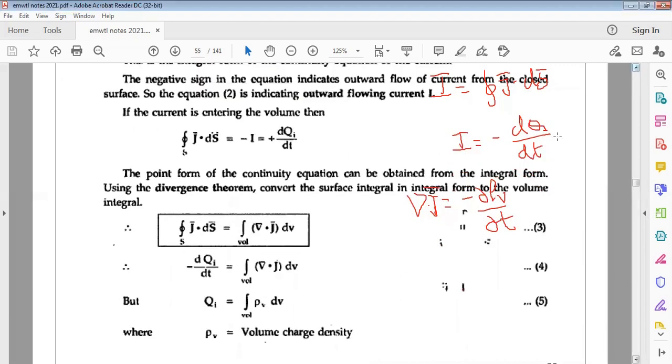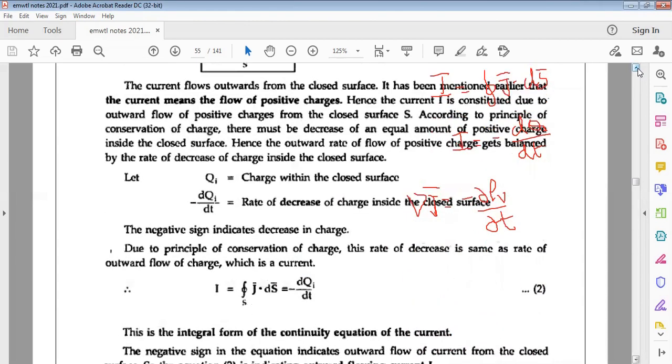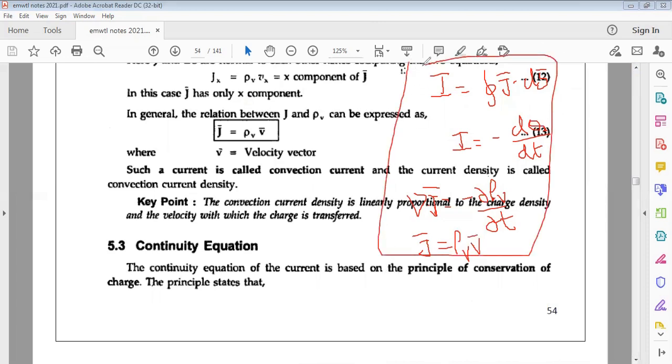The relation between current density and the velocity, that is J bar is equal to rho v into v bar. This is also very important. J bar is equal to rho v into v bar. So we have all the relations for the current and the current density: I is equal to J bar dot dS bar, and I is equal to minus dq by dt, and as per the continuity equation, del dot J bar is equal to minus dou rho v by dou t.